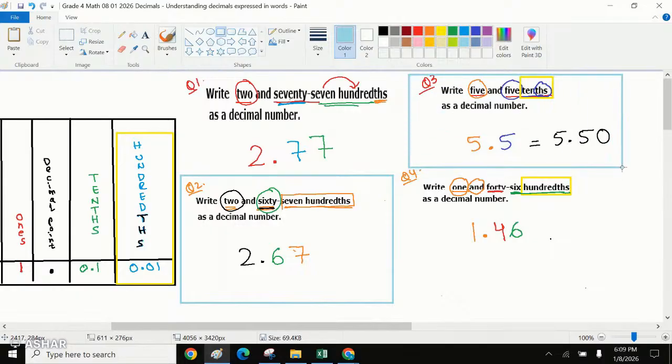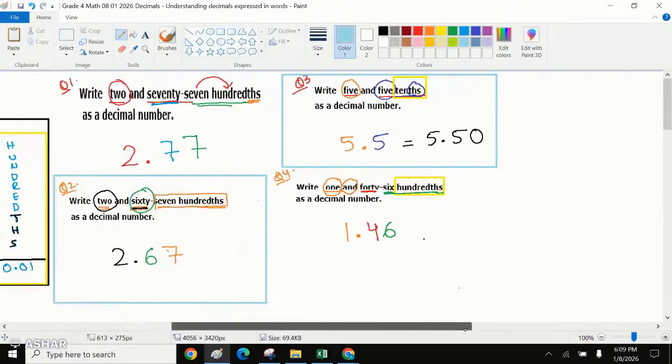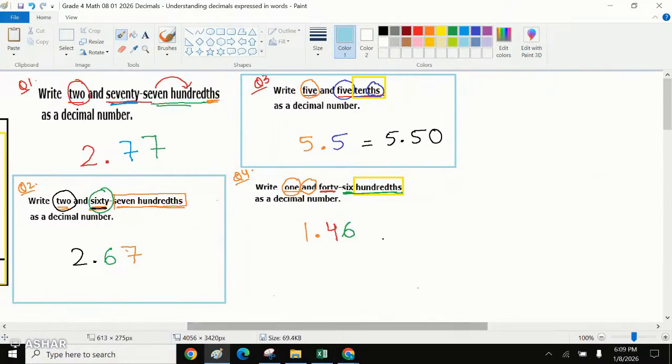Let's move ahead to the next question. I'll keep on revising, right? We'll keep on doing the questions. For the next question, they're asking us, yes, thank you so much, 1.46.